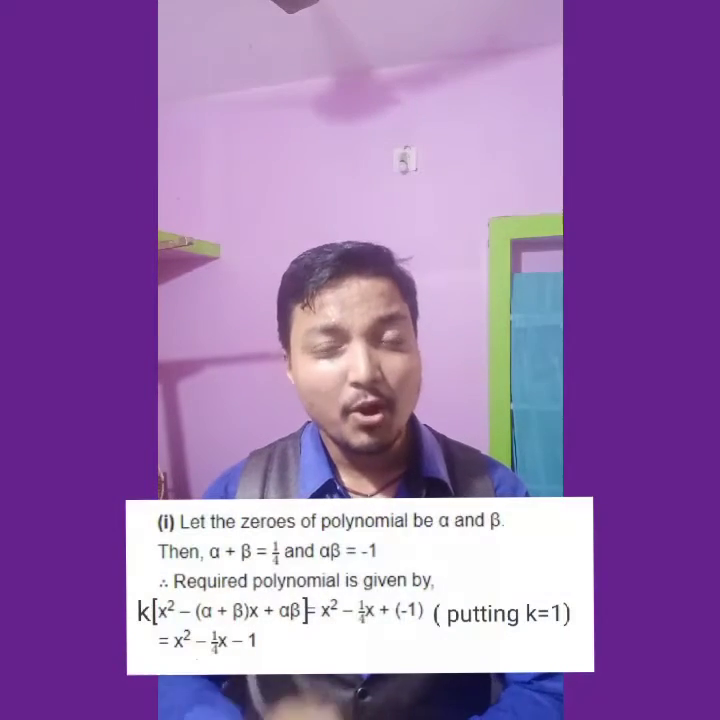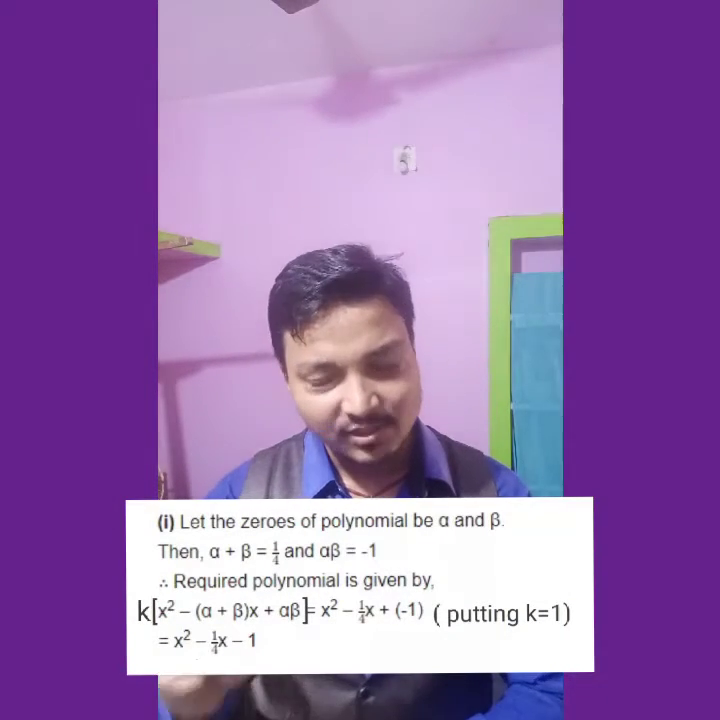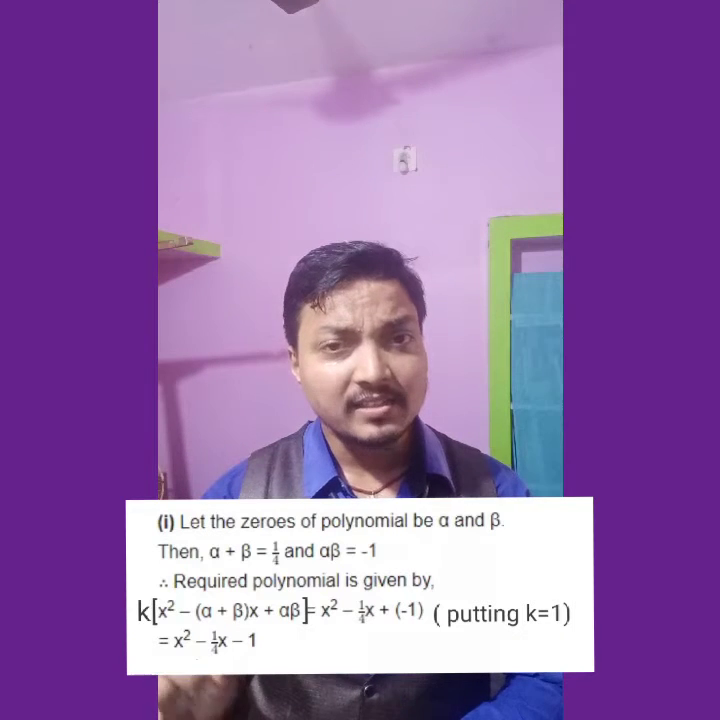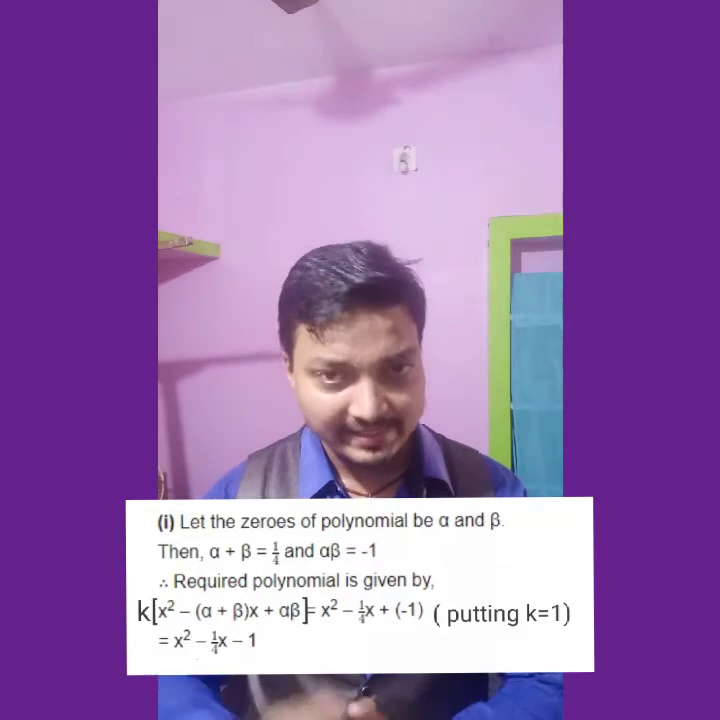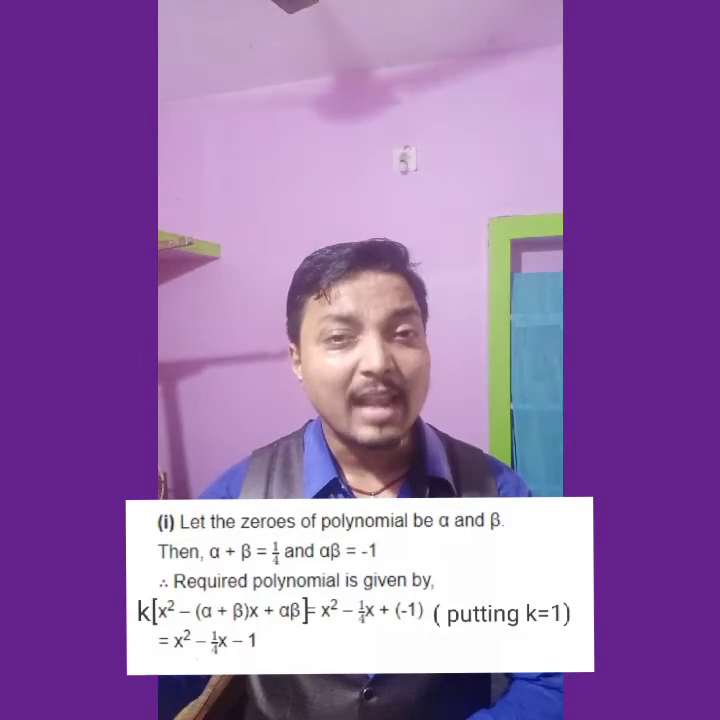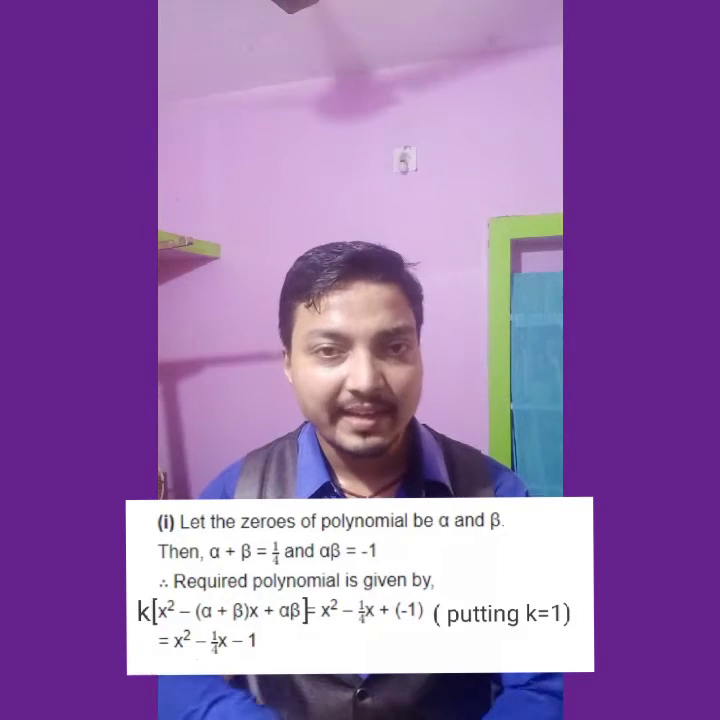Okay, and now you just have to remember the shortcut formula. Whenever the sum of the zeros and also the product of the zeros is given, the quadratic polynomial can be obtained by the easy formula: constant k times, within the bracket, x square minus alpha plus beta times x plus alpha into beta. That is the direct formula.